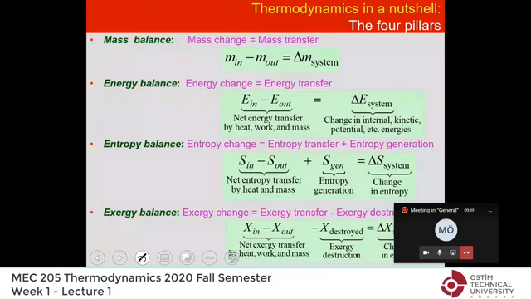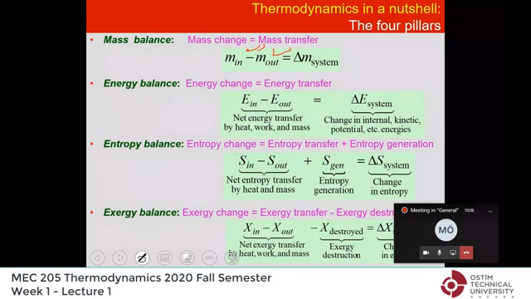Now, if you ask me to summarize the basics of thermodynamics, I think what you see on the screen gives a good summary. Basically, 4 principles. The mass balance, conservation of mass, and you know that already from high school and from physics courses. That is, mass change is mass transfer. Whatever mass is entering and then mass is leaving from a system is the change in the mass of the system. Just pure logic.